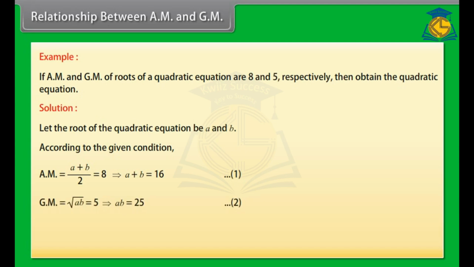Geometric mean is equal to square root of AB is equal to 5. It implies AB is equal to 25. Let it be equation 2.